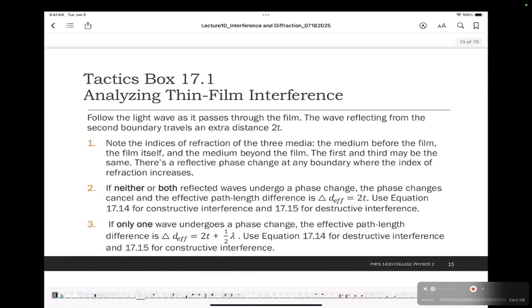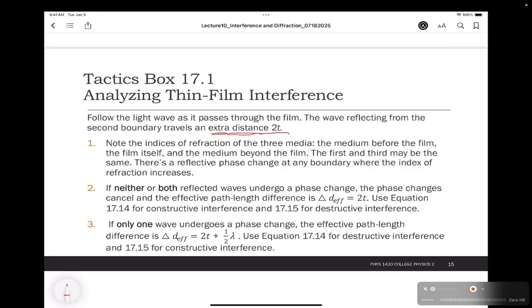Okay, let's talk about this Tactics Box 40.1, how this Tactics Box gives us a way to analyze thin film interference. Follow the light wave as it passes through the film. The wave reflecting from the second boundary travels an actual distance 2t. We have already talked about that.